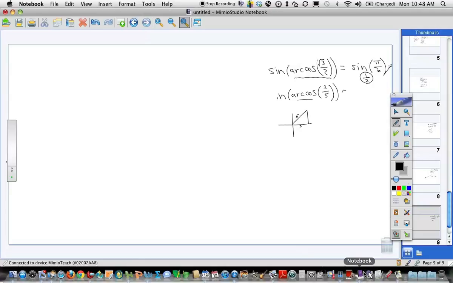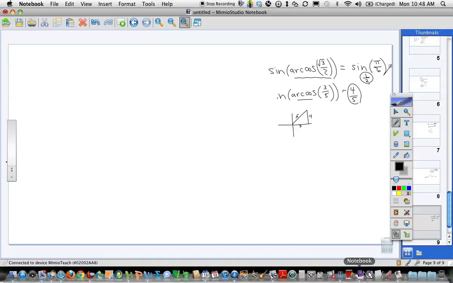Well, it's a 3, 4, 5 triangle. So Pythagorean theorem tells us that's a 4. And so the answer to this is 4/5. So we didn't need to know what that angle was. What we need to do is be able to draw the triangle that represented that angle and then be able to get it from there.